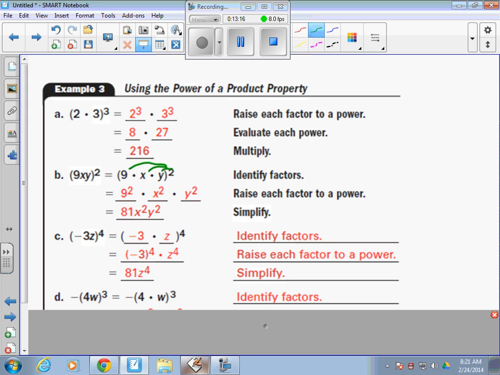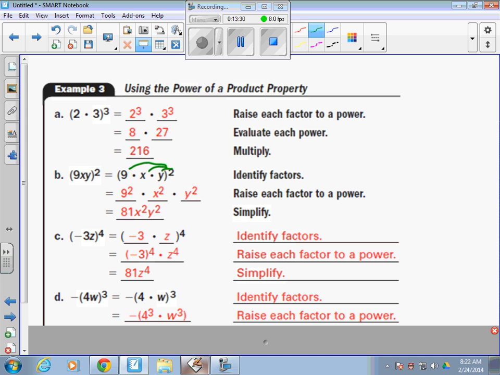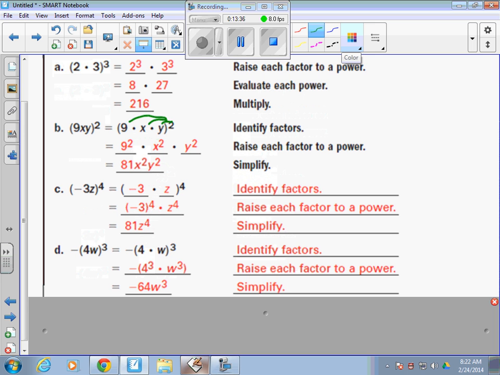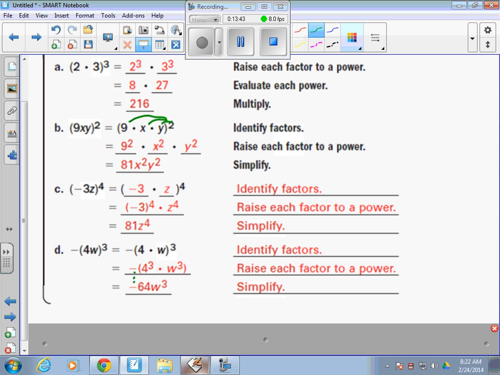z to the fourth power. And then D, negative, notice where the negative is for this one compared to C. 4w to the third power. When you identify the factors 4 and w, you give each one of those a third power. So you still have that negative out front. 4 to the third power is 4 times itself 3 times, which is 64. W to the third power, and then the negative comes down in front of it to make it negative 64w to the third power. And that's just simplifying it at the end.